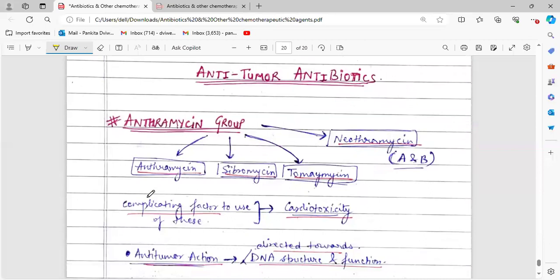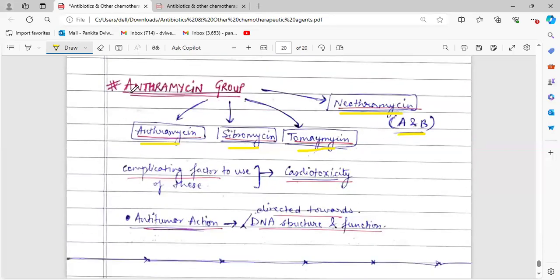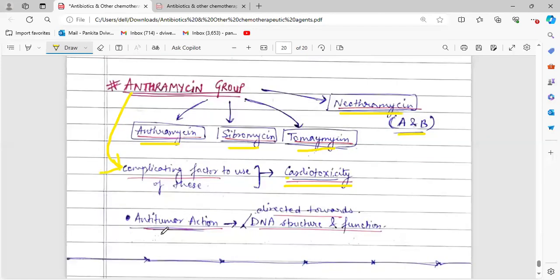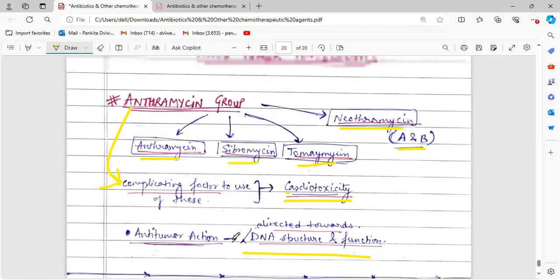Next are the anti-tumor antibiotics. The first one is the anthramycin group, which includes anthramycin, sibiromycin, tomaymycin, neothramycin, both A and B types. The complicating factor that is a kind of limitation for the use of the anthramycin group is the cardiotoxicity that they have, so they have limited use. The anti-tumor action of these anthramycin group is directed towards the DNA structure and function.